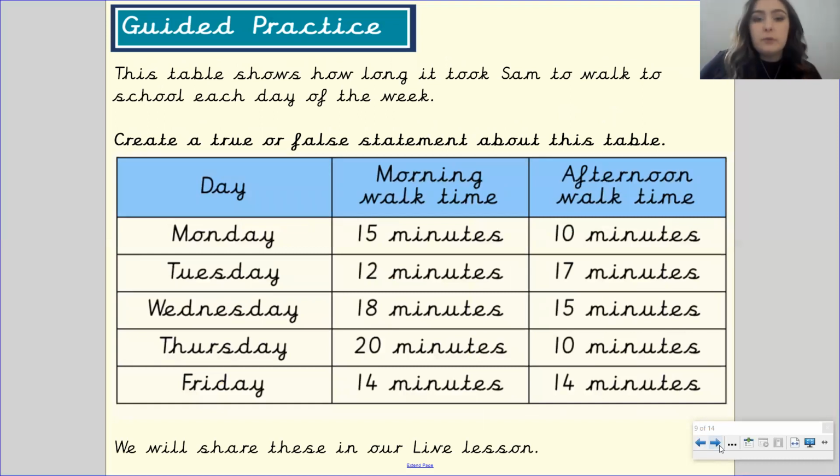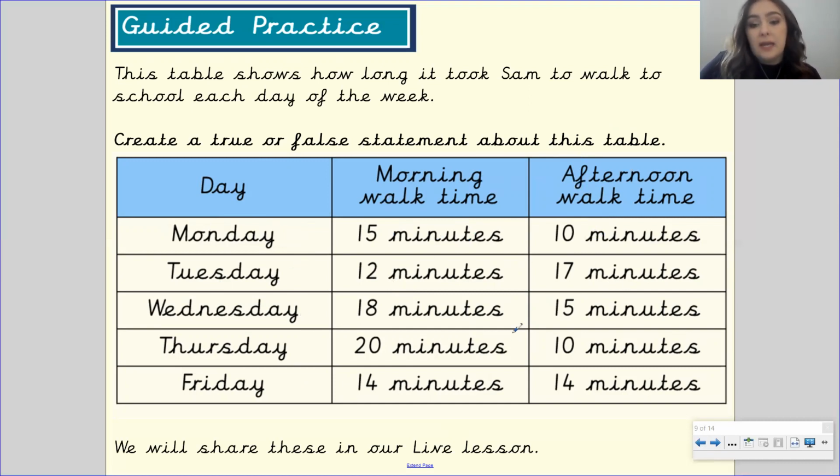So this table shows how long it took Sam to walk to school each day of the week. Now you need to create true or false statements about this table. So we've got the day, Monday, Tuesday, Wednesday, Thursday, Friday, how long it took him to walk in the morning and how long it took him to walk in the afternoon. So on Monday, it took him 15 minutes to walk in the morning and 10 minutes to walk in the afternoon. On Tuesday, it took him 12 minutes in the morning and 17 minutes in the afternoon.